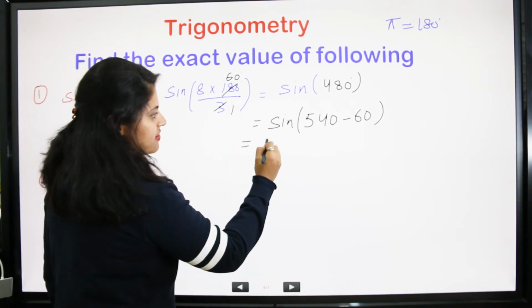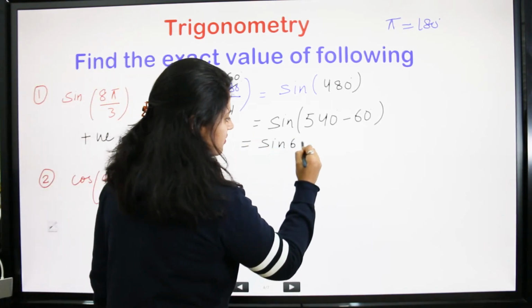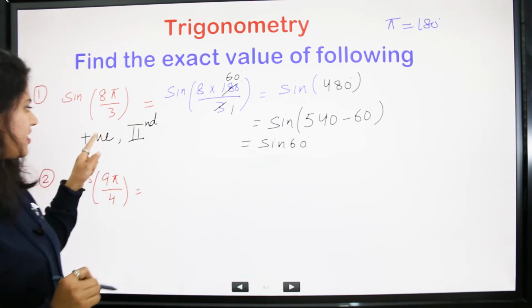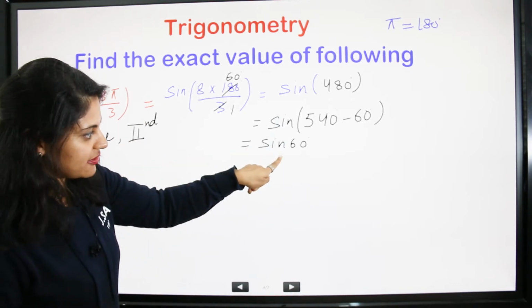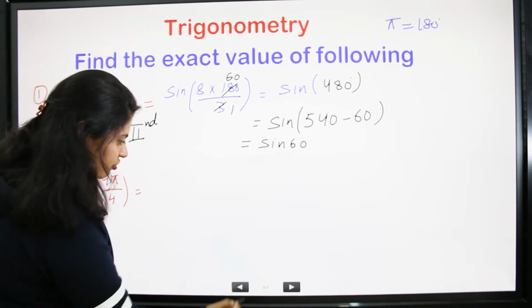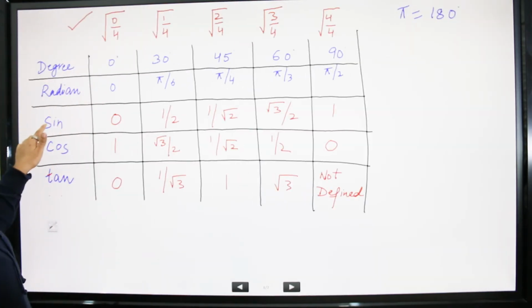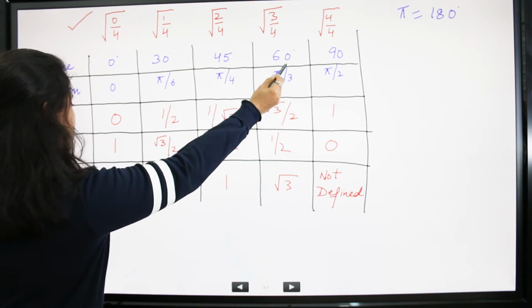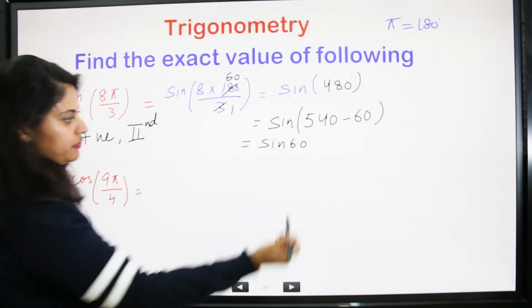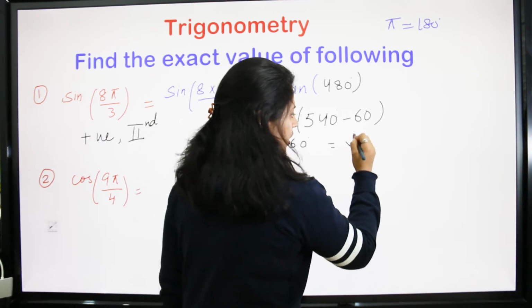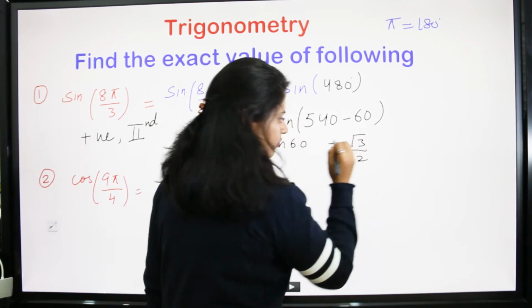Okay, and this can be written as sine 60 degree because this is in the second quadrant, that's why the value is positive. Okay, we got sine 60 and you need to now check the value of sine 60. Sine is here, 60 degree is here, find the value. It's root 3 by 2. So you can write for this one is under root of 3 by 2.